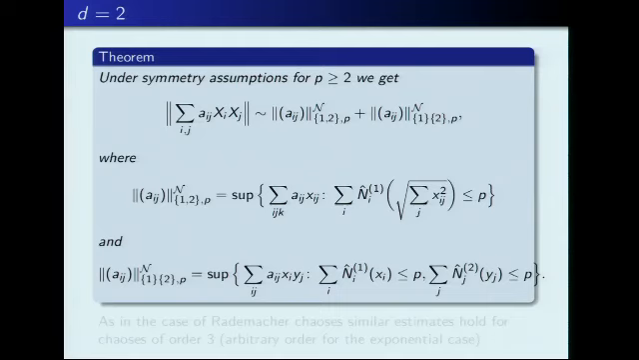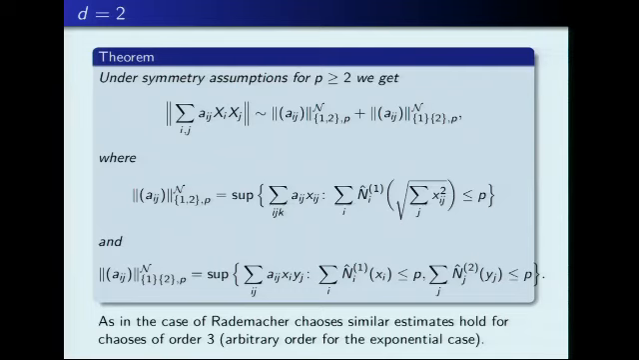Okay, so again, you have some not very nice, but some deterministic norms. One is treating the matrix as bilinear, one is treating it as a linear form. Okay, and you may generalize to order 3, and what turns out is that for the exponential case it works for arbitrary order.